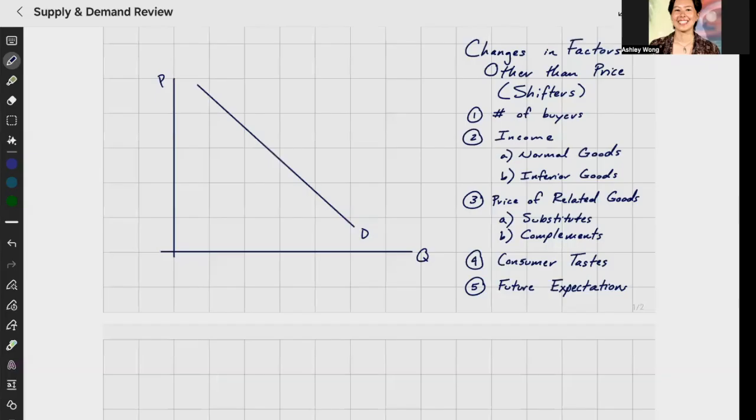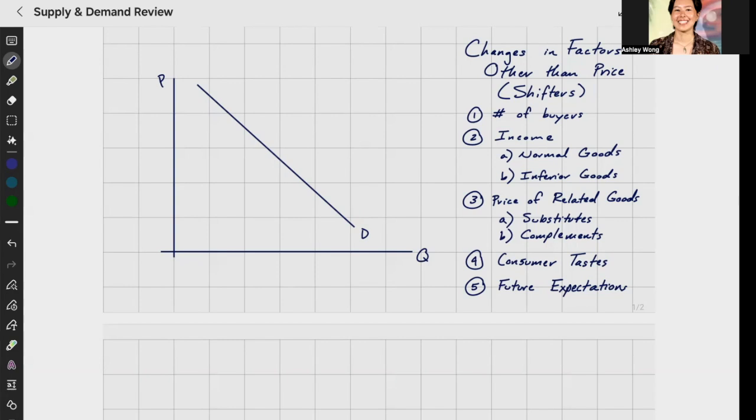All right, so we've talked about how a change in price impacts our demand, and we know that a change in price only causes a movement along the demand curve. A change in price does not shift the demand curve. So now we want to talk about changes in factors other than the price. And so these are our demand shifters.